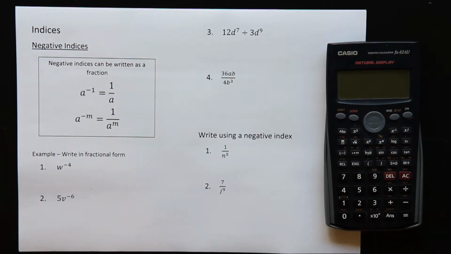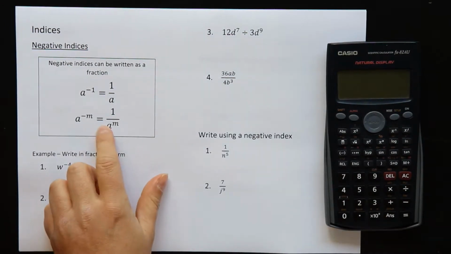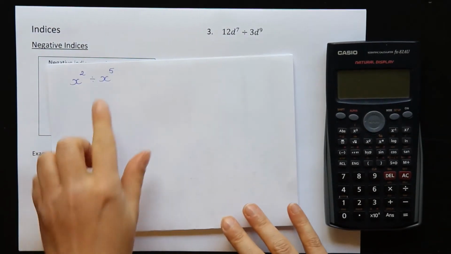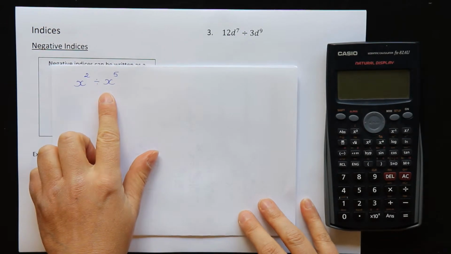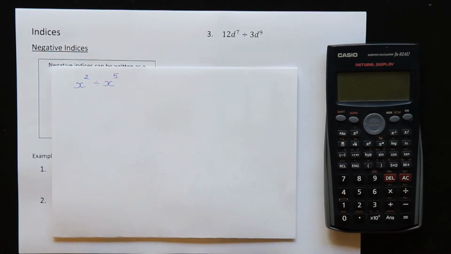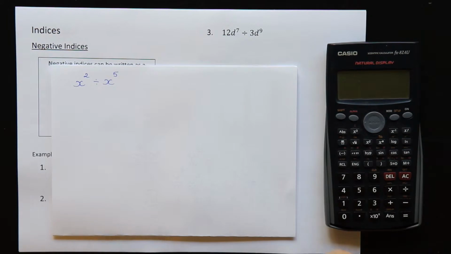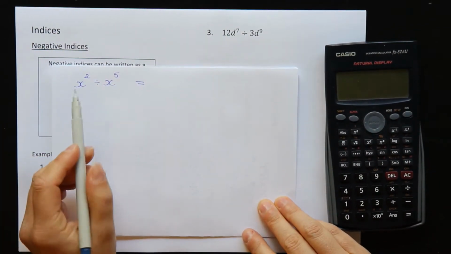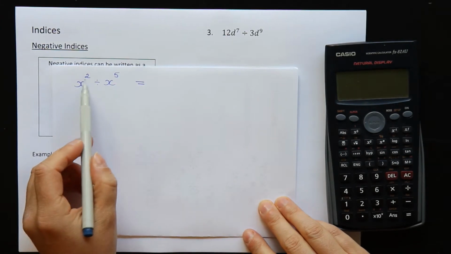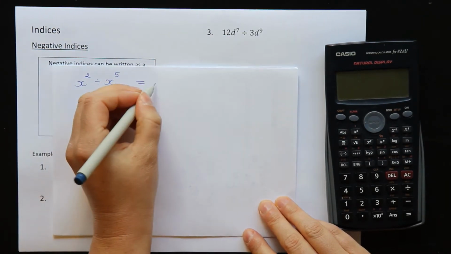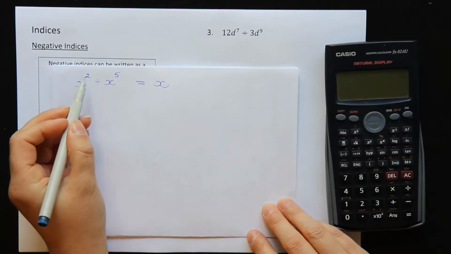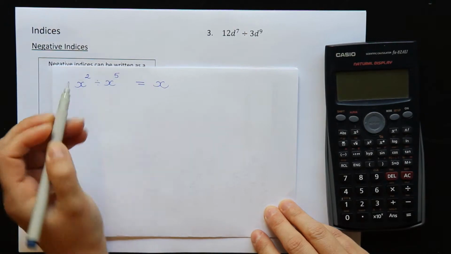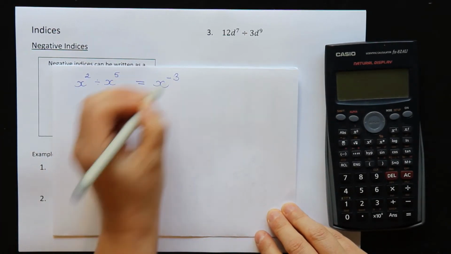Before we start on this sheet, I just want to show you where this rule actually comes from and why it works. So let's have a look at this question. If I have x squared divided by x to the power of 5, there's actually two ways that I can do this question. The first thing I could do is, we have learnt that if we're dividing, we subtract the powers. So x is the base, subtract the powers, 2 minus 5 would give me a minus 3.